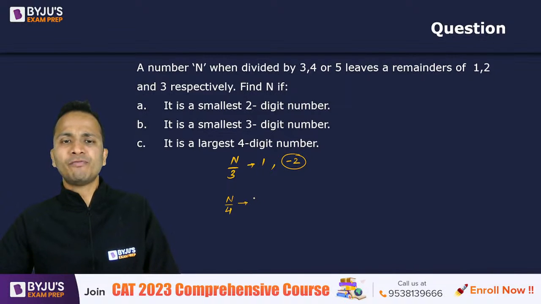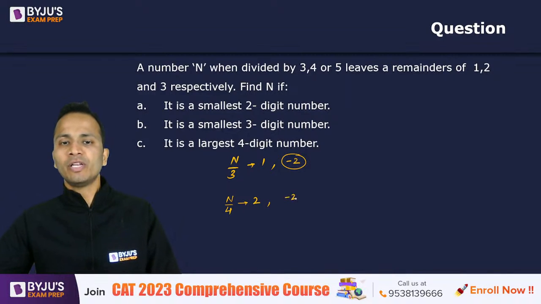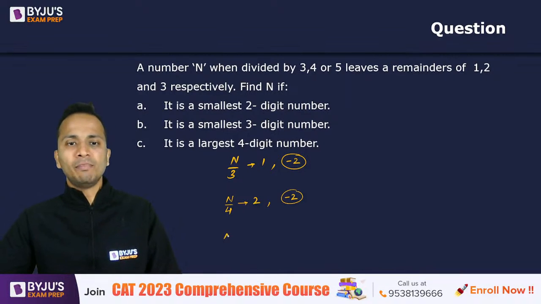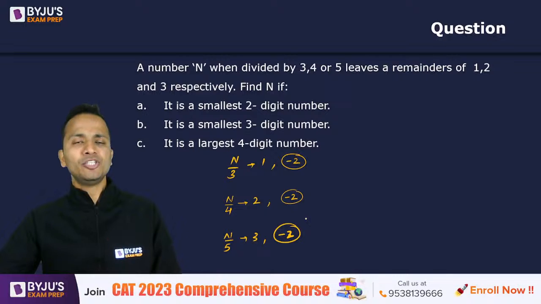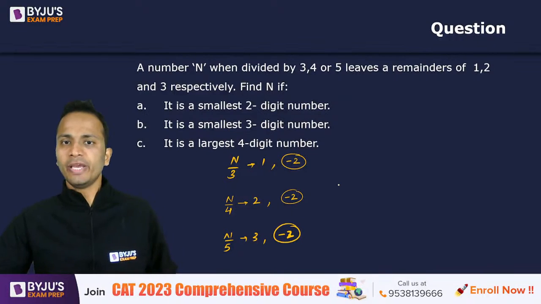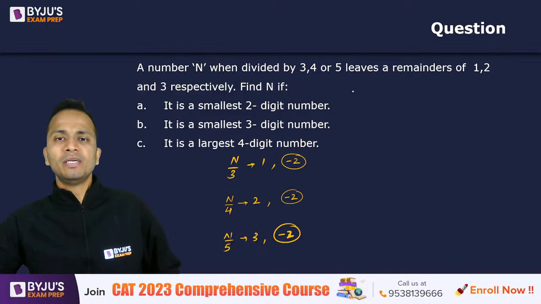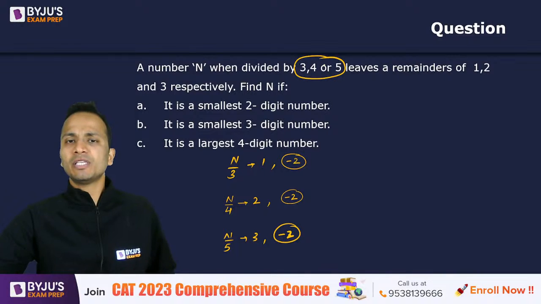Now do the same for the second number. Number when divided by 4, the remainder is 2. So 2 minus 4 again gives you minus 2. Number when divided by 5, the remainder is 3. Again 3 minus 5 is minus 2. In all three cases, I have obtained minus 2, which will be considered the common remainder. So the general form will become the LCM of these three numbers. What is the LCM of the three numbers? It is once again 60.